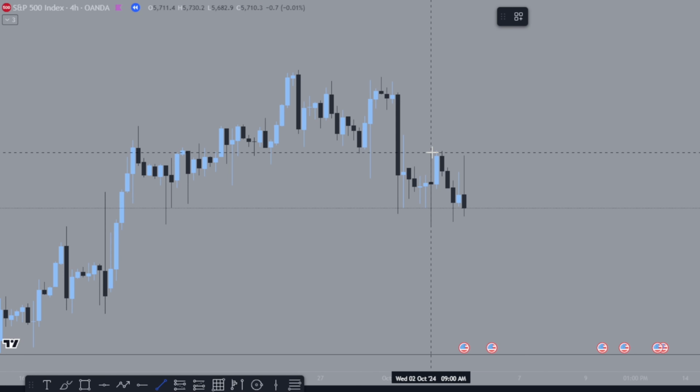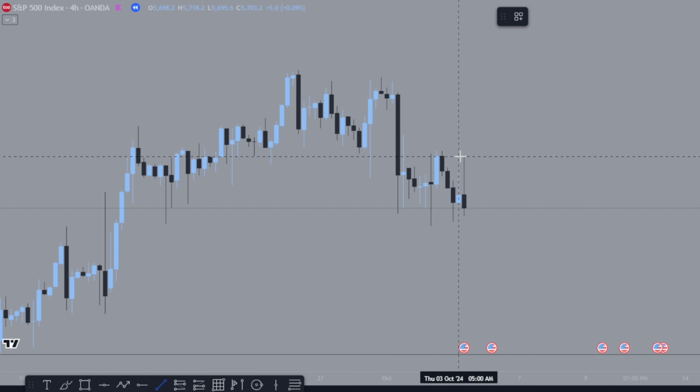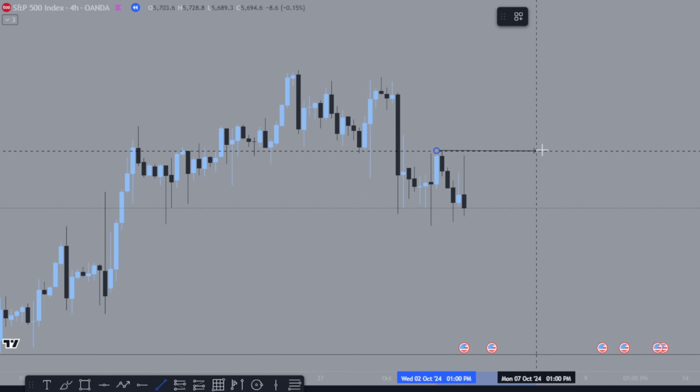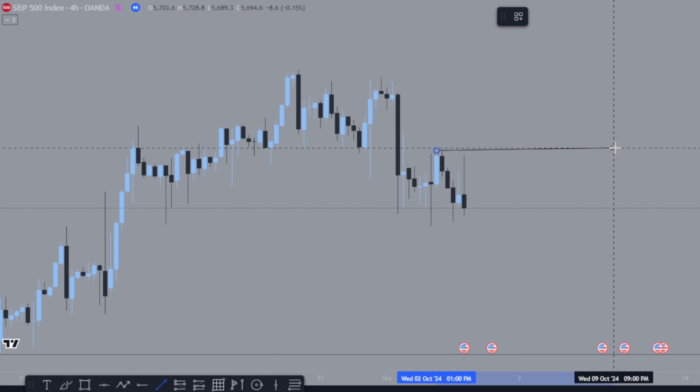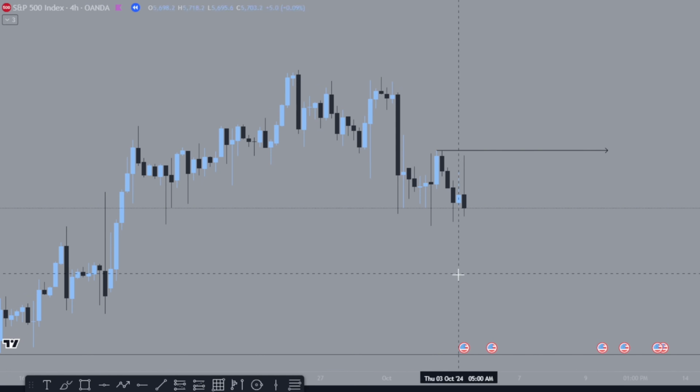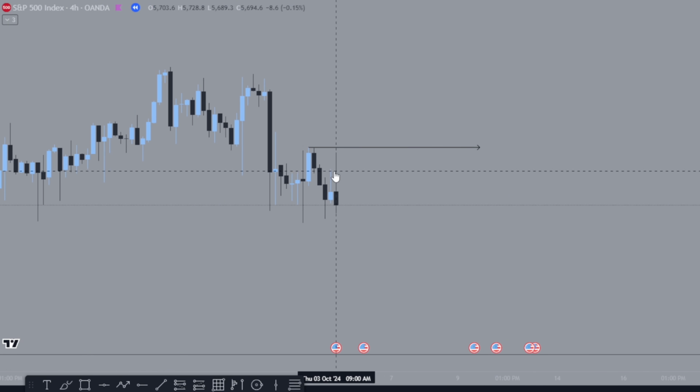So we're on the 4-hour time frame. We're gonna go ahead and mark the high here. Ultimately, right now, the market broke structure to the downside. However, we're kind of in a range right now. So what we want to figure out is where it's going to be going next.